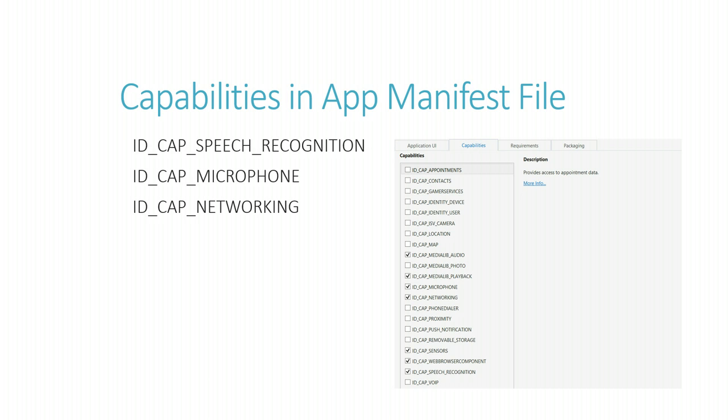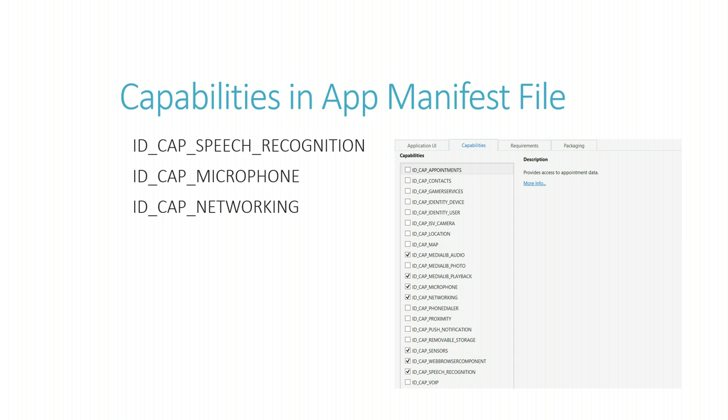Next we have the capabilities in the app manifest file. To use voice commands in your app, it is necessary that you set the below capabilities in your app manifest file. Like speech recognition, microphone, networking, all this has to be enabled in the app manifest file. If these capabilities are not enabled, then your app might not work the way you want it to work when you're using the speech API.